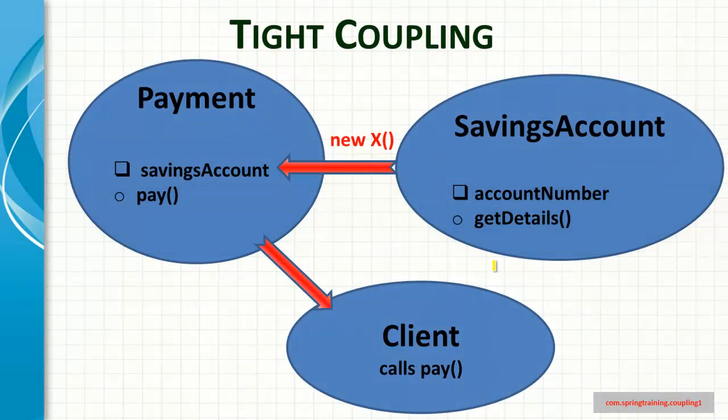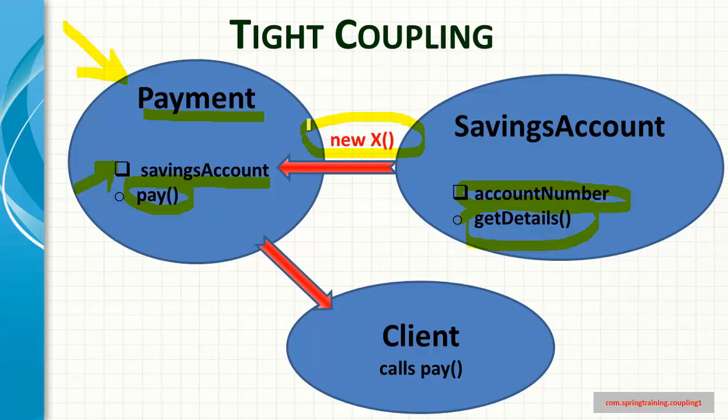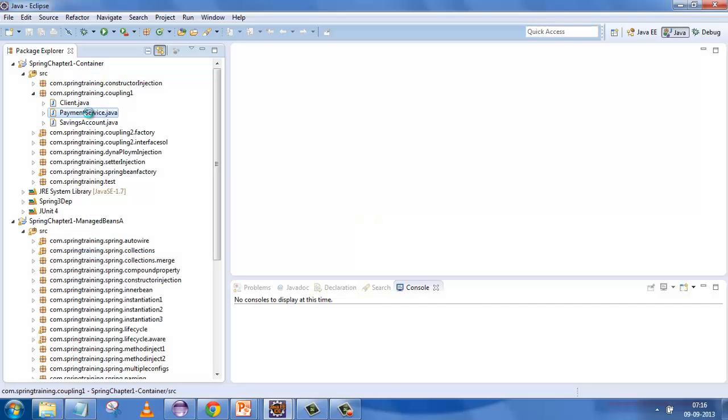So the first problem is tight coupling. The use case that we are using is a payment service. This payment service requires an account it needs to pay from, and there is a method called pay, and it needs a saving account. And how does it get a saving account? There is a saving account component, a saving account object. This class has an account number as an instance variable and getDetails as a method. So when payment needs a saving account, it does a new SavingAccount, holds it, and then the client calls pay on top of it. We have a payment service.